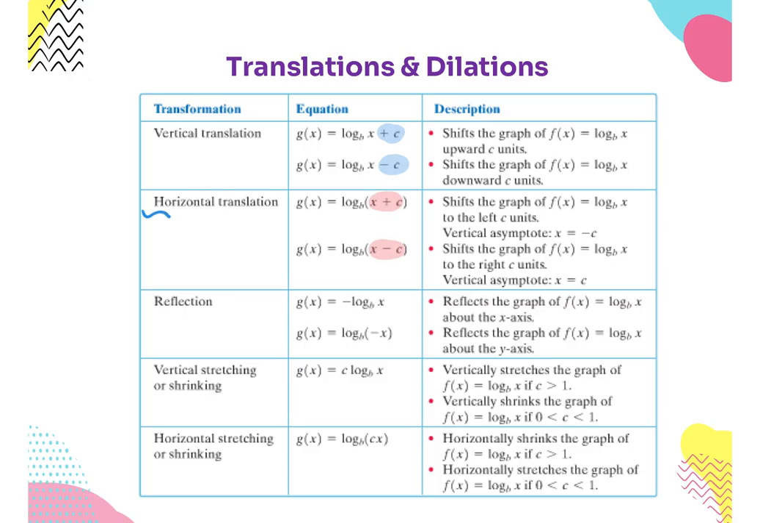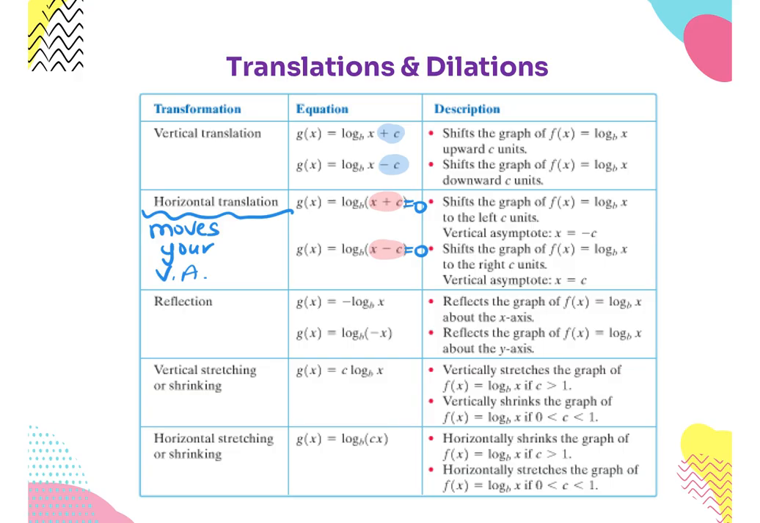And this is going to move your vertical asymptote. A horizontal translation shifts your vertical asymptote. So if I want to find the vertical asymptote, I just simply set whatever's inside the parentheses equal to 0, and that's going to give you your vertical asymptote.